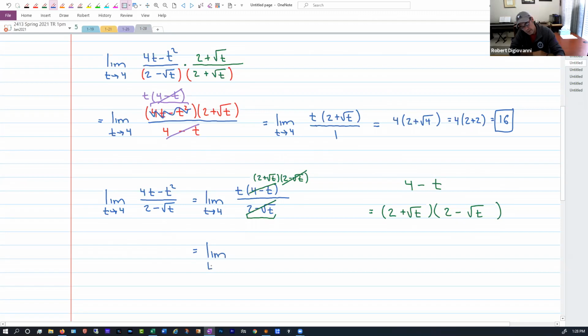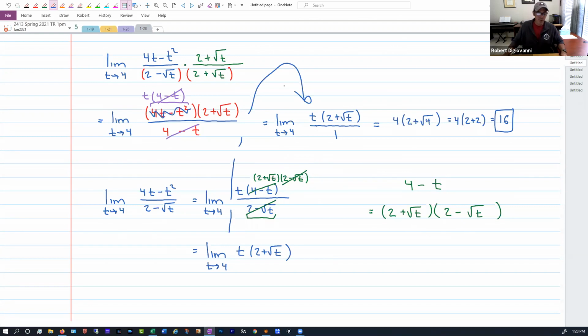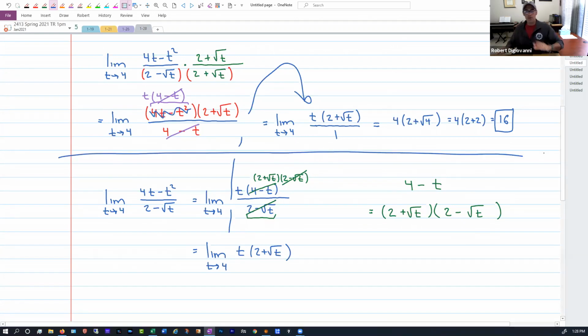Okay, so limit t goes to 4. Let me just rewrite what we have. Only thing left here is t and then 2 plus root t. And if you look, that's the same thing we had right there. And so we're going to get the same answer. So that's just to show you 2 completely different algebraic approaches. Not every problem is going to have 2 paths, 3 paths. Some problems only really have one way to go, but this is an example of one where you could do it different ways, depending on how you see it.